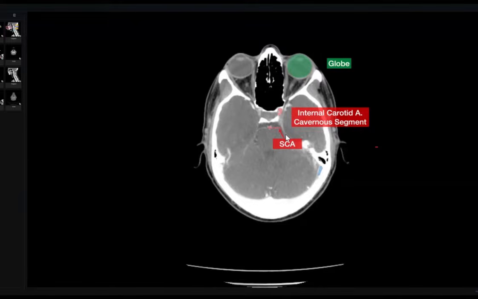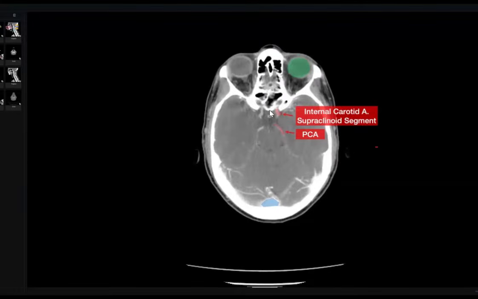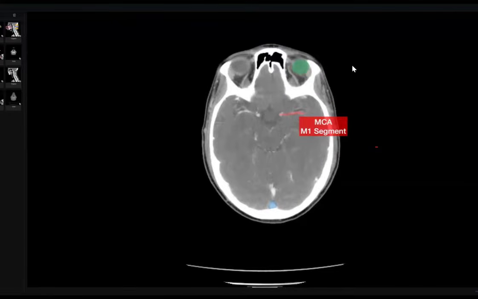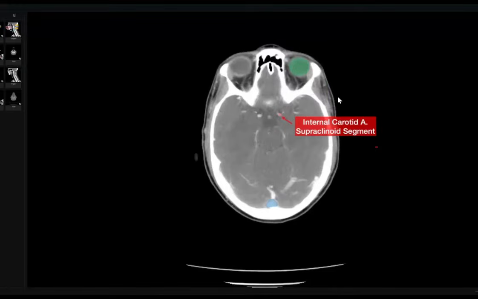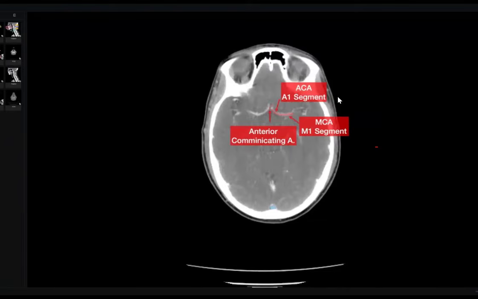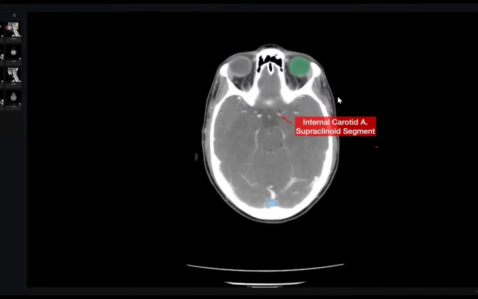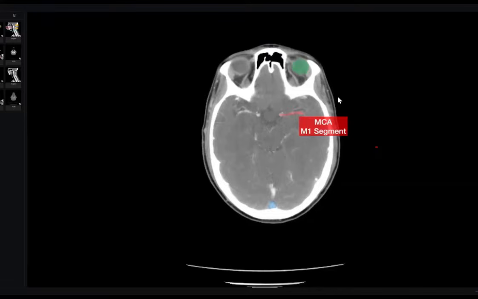Also take care when you are looking at the circulus of Willis about the ophthalmic vein. Ophthalmic vein, if you look, this is the ophthalmic vein, by the way. This one, I think. Okay, if you see it during the arterial phase and it is enlarged, think about ICA cavernous fistula, carotid cavernous fistula.